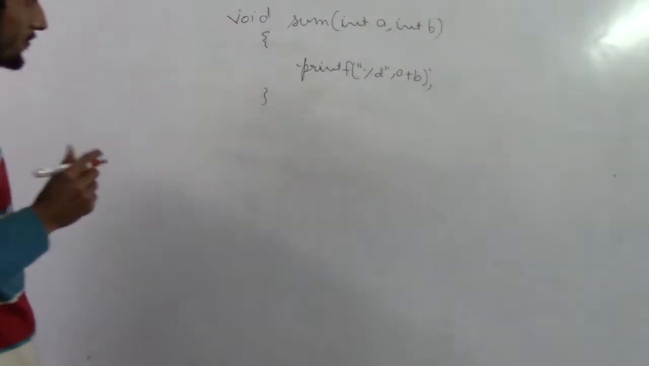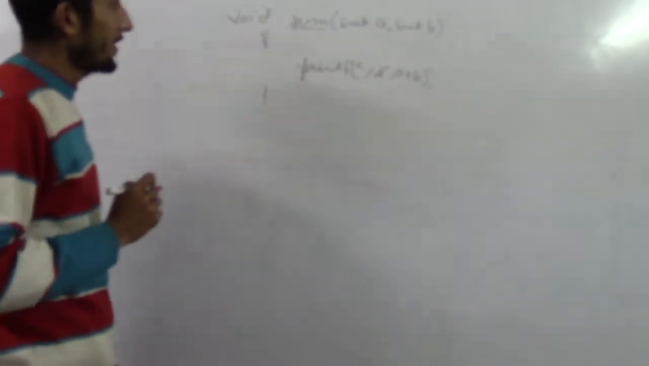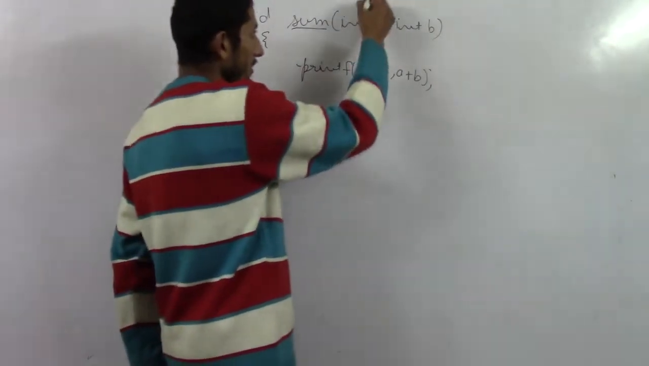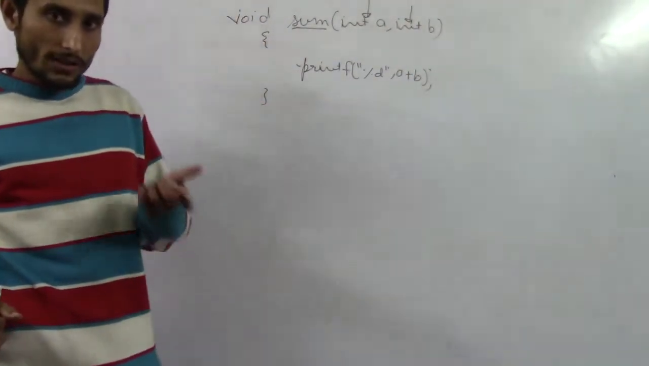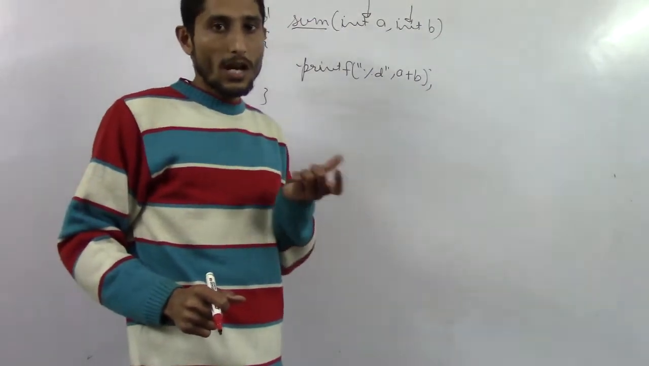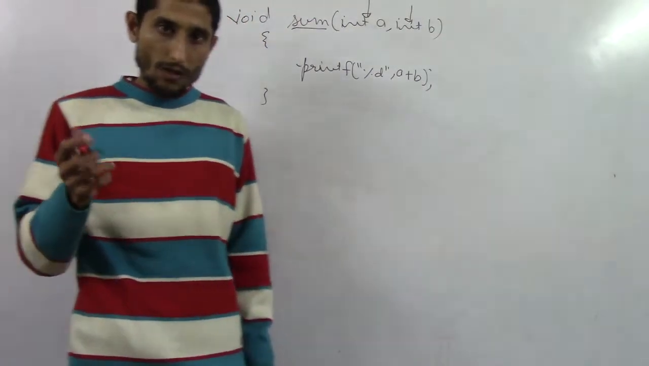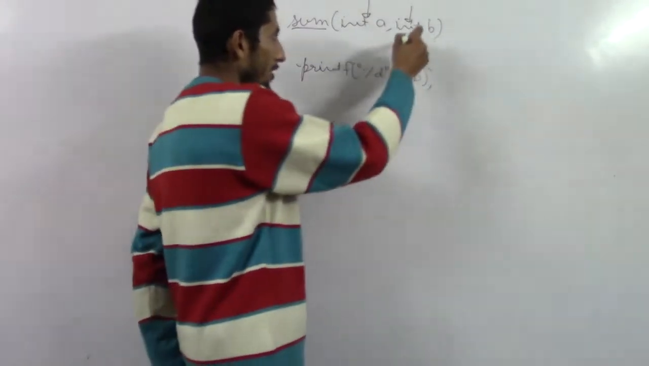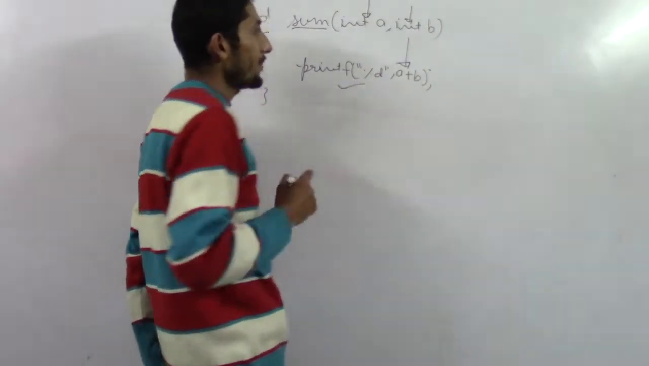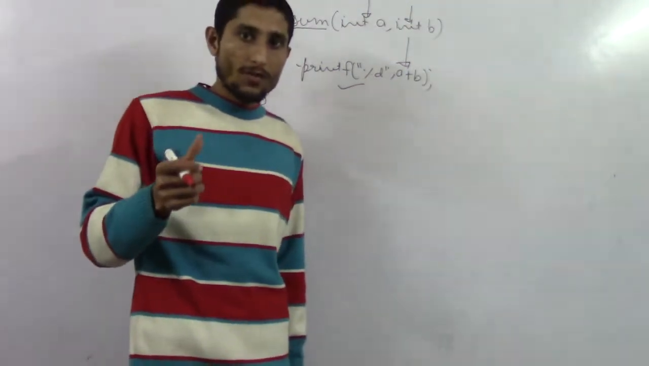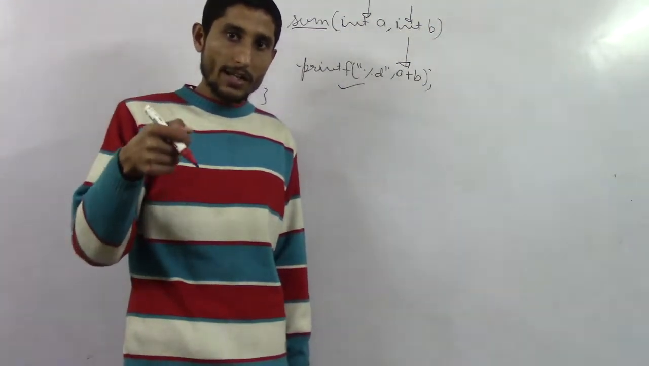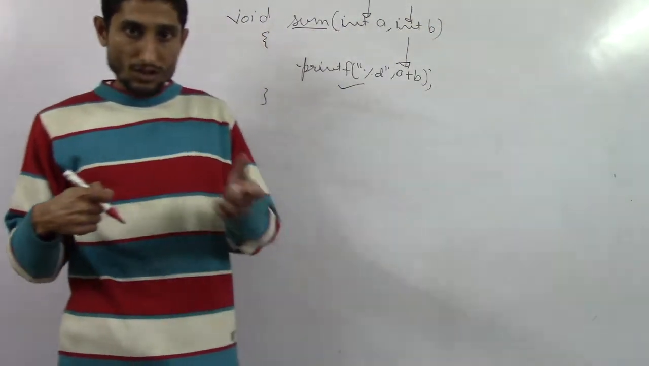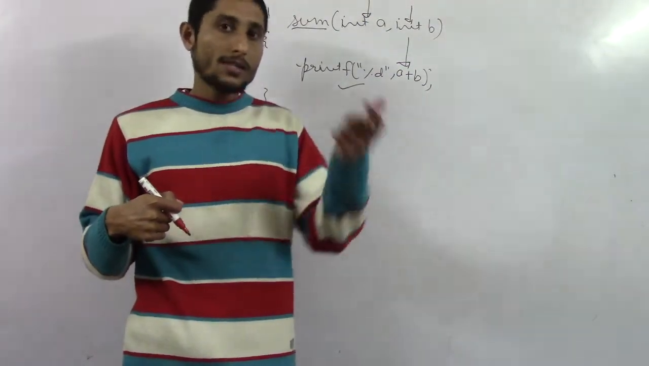First of all, let me explain the meaning of this one. Sum is the name of the function, and it says that if you give me two integers, that is the requirement in order to call this function. You have to pass two integers, and the moment you pass them, it will add those integers and print the sum. So the functionality of this function is to print the sum.